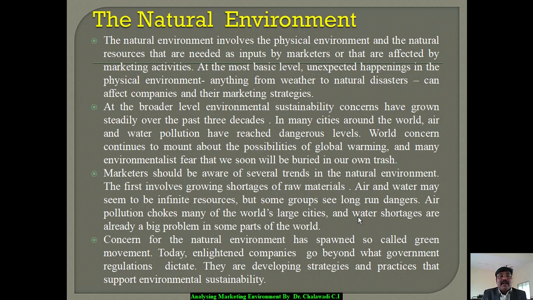So that's why the business concern, or the marketer's concern, for the natural environment has spawned a so-called green movement now, right? Green environment, green movement. Today, enlightened companies go beyond what government regulations dictate. The government will formulate different types of guidelines towards the protection of the environment, right? Companies are developing strategies and practices that support environmental sustainability. As a marketer you should know what kind of natural environment there is in the present world, and what your concern is towards it. It is very essential, right?